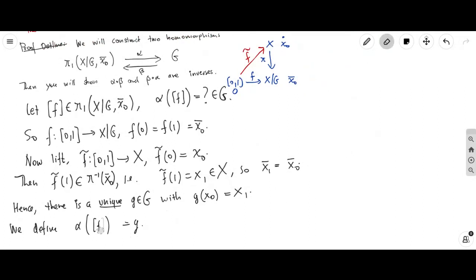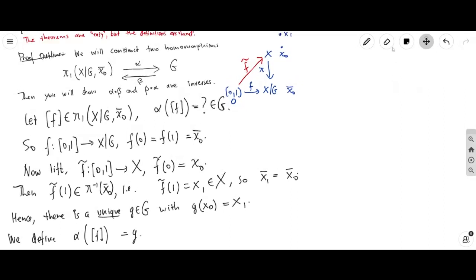Okay, that's how you find it. So let's maybe go through this again. In order to define alpha, you pick something in the fundamental group. So what is this? This is a path. It begins and ends at this point. So when you lift it into the cover, the lifted path will begin at x0, but the point at which it ends is not necessarily x0 again. It's not necessarily a closed path. There's going to be something else, x1.